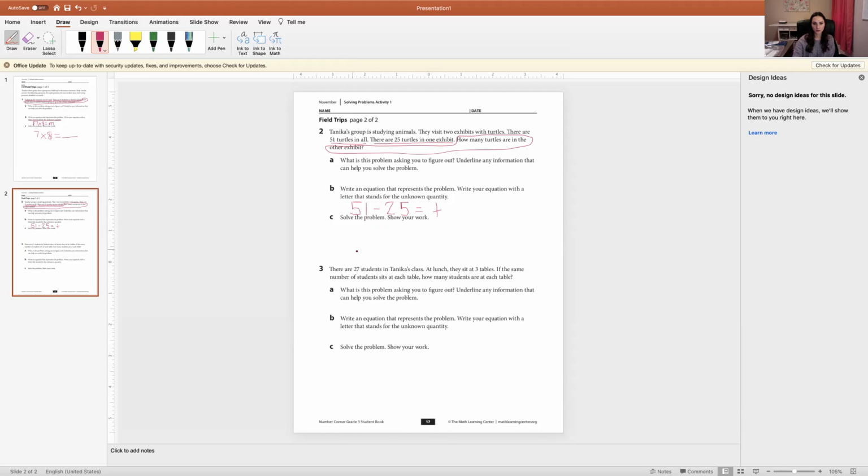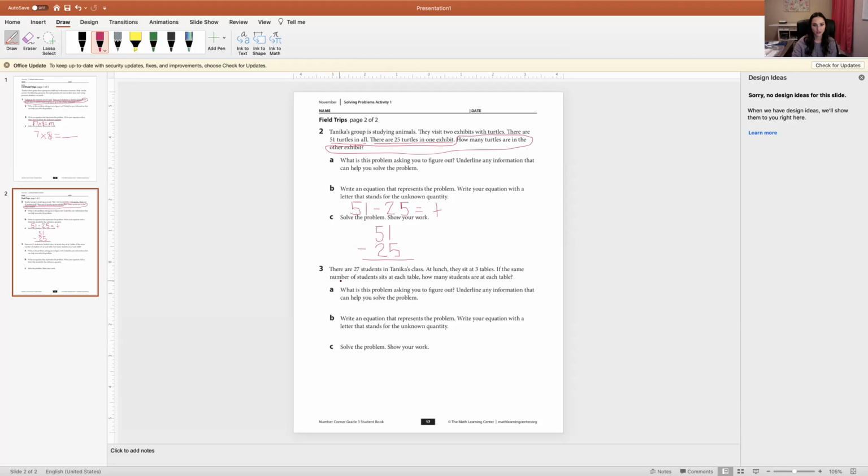And then for C, you're going to solve the problem and show your work. So all you're doing is 51 minus 25. Okay, and you are solving it like that. You can stack it like a hamburger, you can use the number line, whatever you need to do to solve that problem. All right, number 3 is a little tricky.